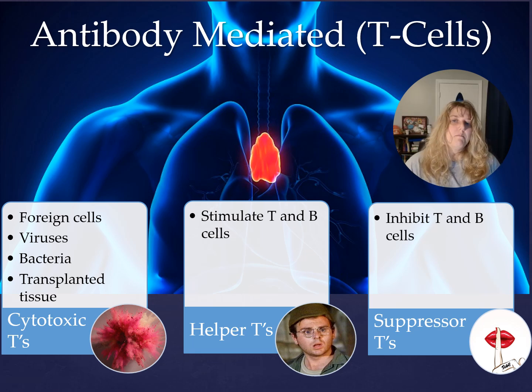And your antibody-mediated T cells, the cytotoxic T cells, are going to be there to go after foreign cells, viruses, and bacteria. They are also the ones responsible for attacking transplanted tissues if they are not regulated and protected. And then the helper Ts are there to stimulate the activities of both the T and the B cells. And then you have suppressor Ts, and those are there to do the opposite. They inhibit the T and B cells.